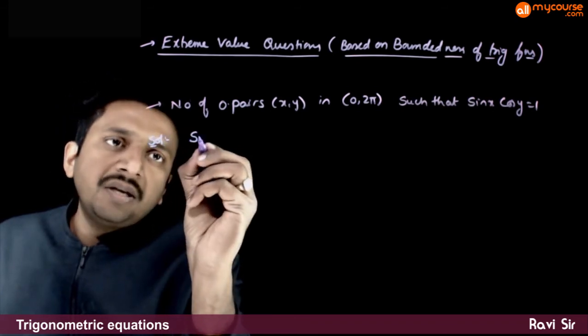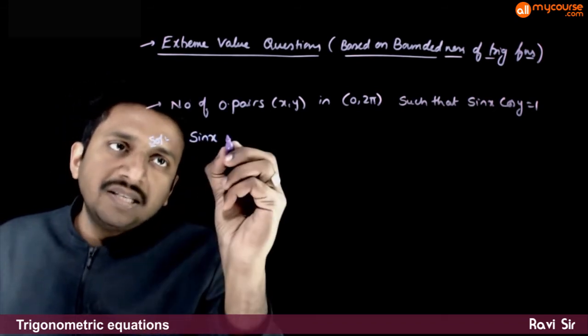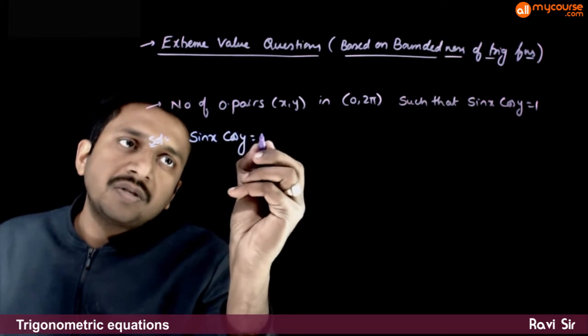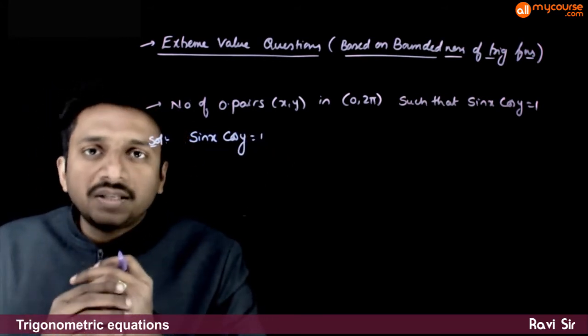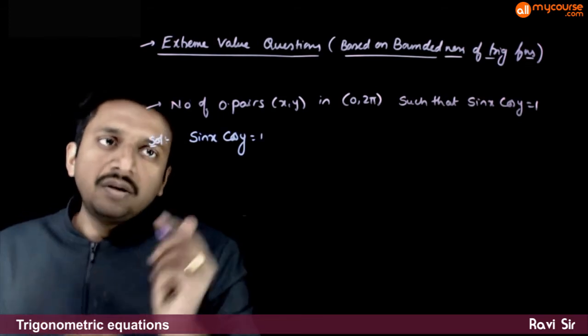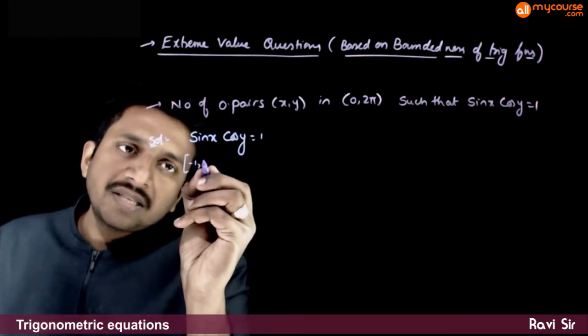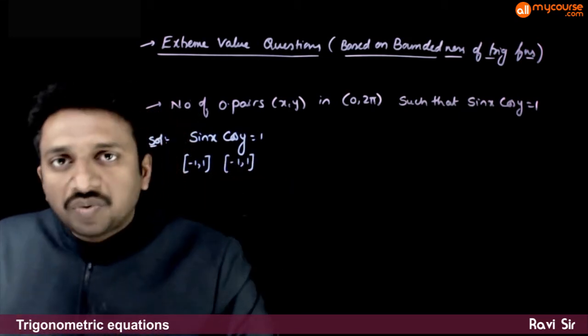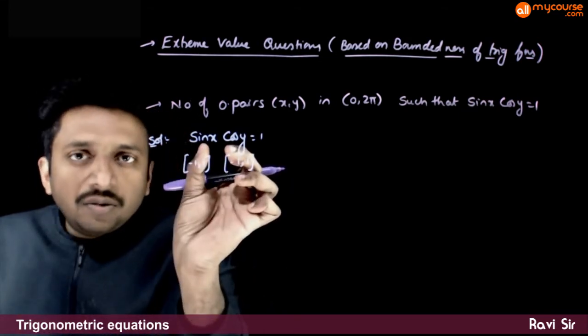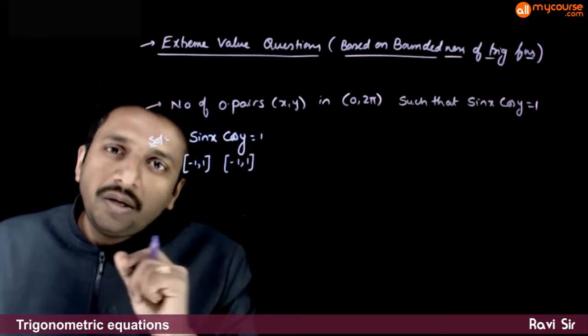So the equation that needs to be satisfied is sin x times cos y is equal to 1. This is also a question based on the boundedness property of sin and cos. We know that sin always lies between -1 and +1 and cos always lies between -1 and +1. The product of these two will be equal to 1 only in two cases.